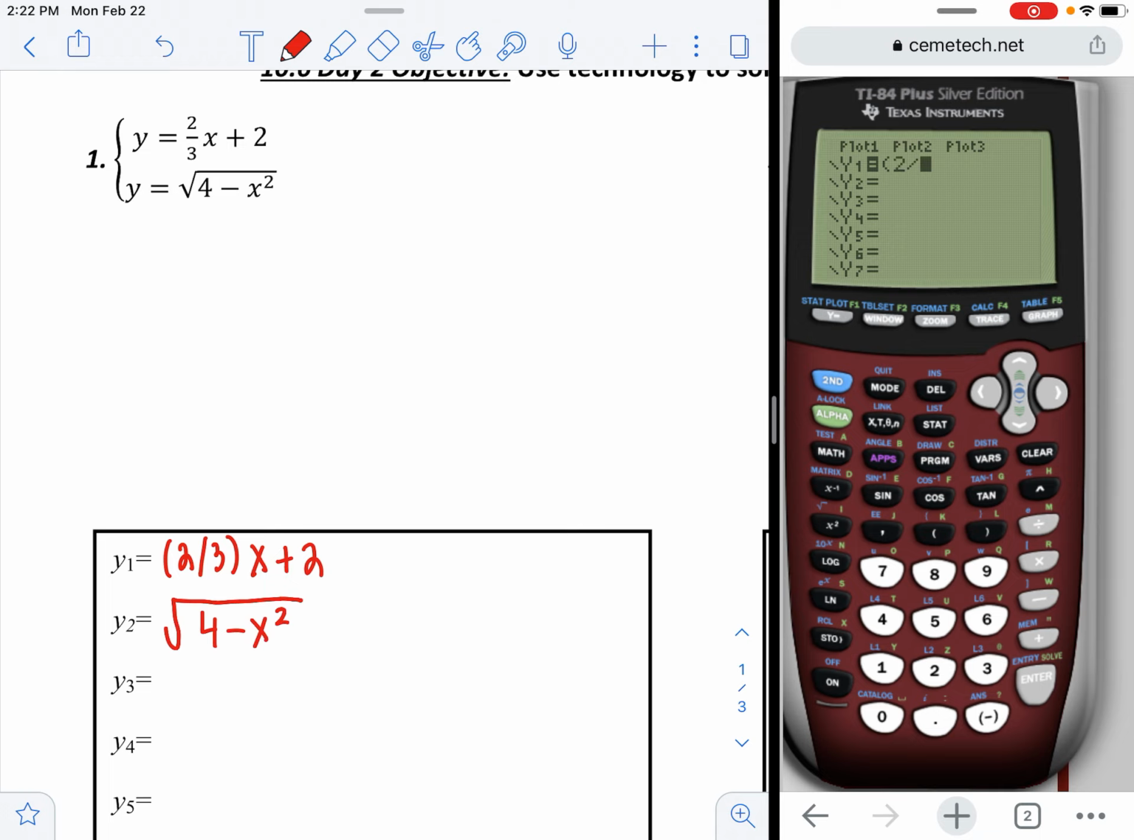Okay, so we're going to go to our calculator. We're going to hit y equals. It's in the upper left-hand corner. Then you're going to type parentheses 2 divided by 3, close the parentheses, x plus 2. Then in y2, you're going to type the square root of, so mine looks like that. If your parentheses opens, that's fine. You just close it when you're done. 4 minus x squared. And then I'm going to hit the right button just to get out of my square root.